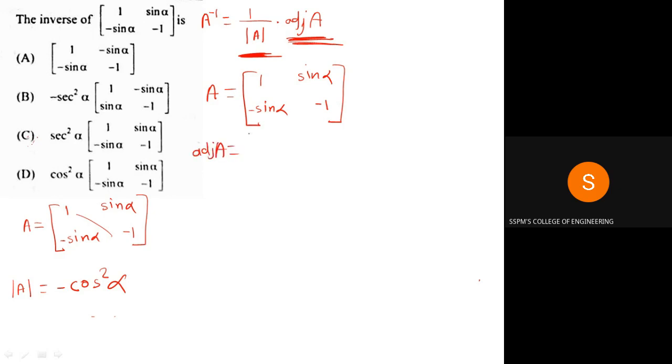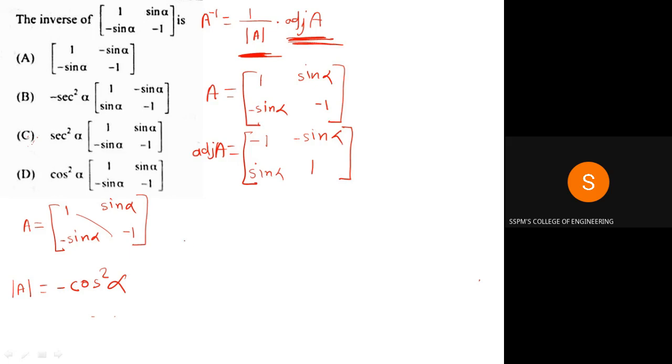How to find the adjoint of a 2x2 matrix? So this 1 and minus 1 will interchange their positions. So minus 1 will come here and this will go here. And sine alpha and minus sine alpha, they will just change their signs. So sine alpha becomes minus sine alpha and minus sine alpha becomes plus sine alpha. Okay, this is the adjoint of this matrix.